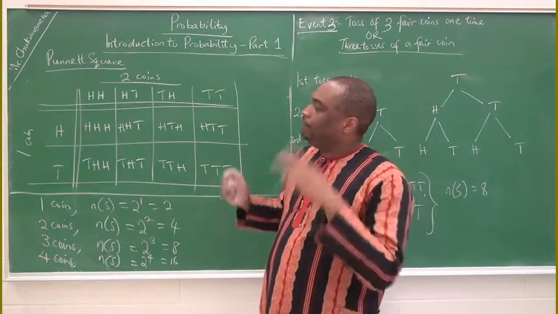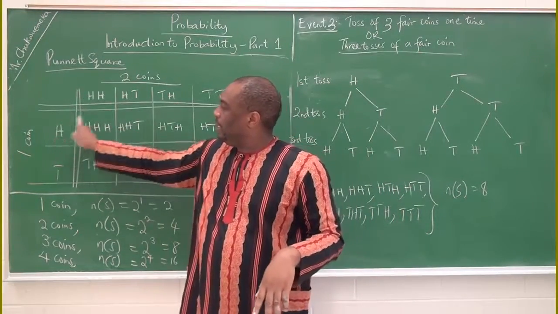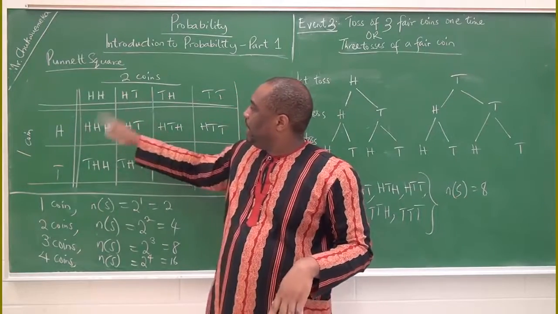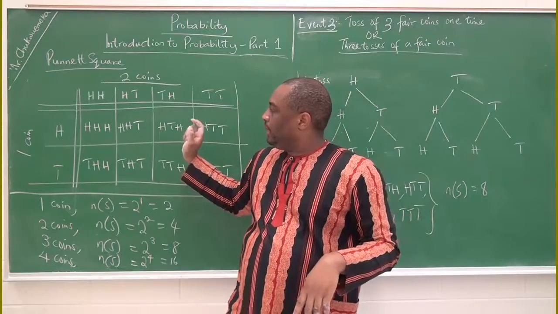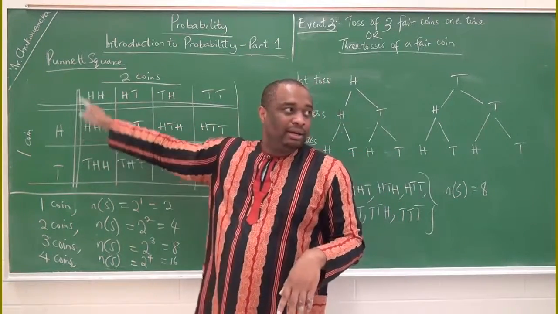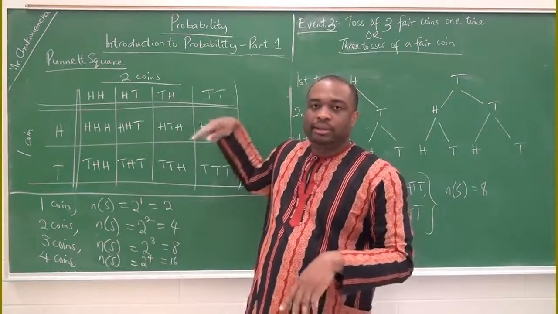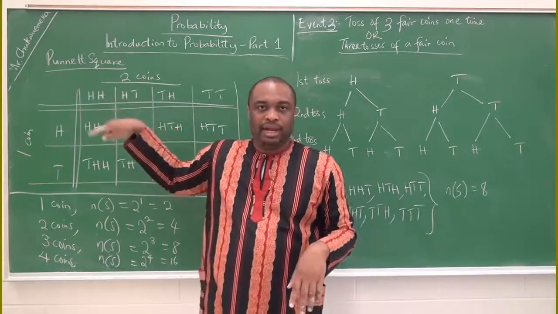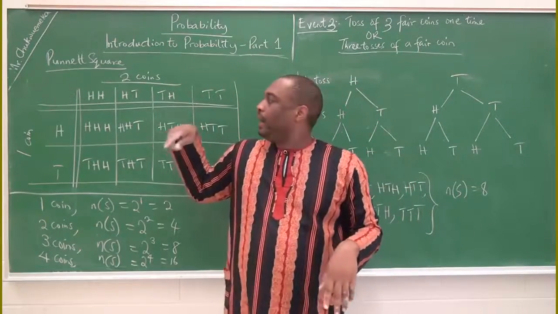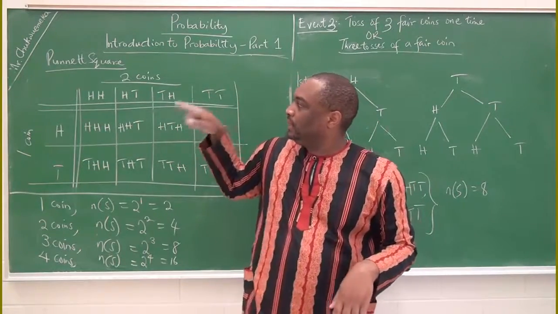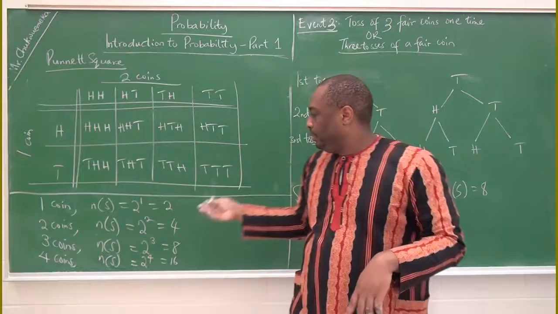Now for 4 coins, use 2 coins here and 2 coins here. So you have head, head, head, head. Head, head, head, tail. Head, head, tail, head. Head, head, tail, tail. Then head, tail, head, head. Head, tail, head, tail. Head, tail, tail, head. Head, tail, tail, tail. Tail, head, head, head. Tail, head, head, tail. Tail, head, tail, head. Tail, head, tail, tail. And then tail, tail, head, head. Tail, tail, head, tail. Tail, tail, tail, head. And tail, tail, tail, tail. Okay, that should be 16.